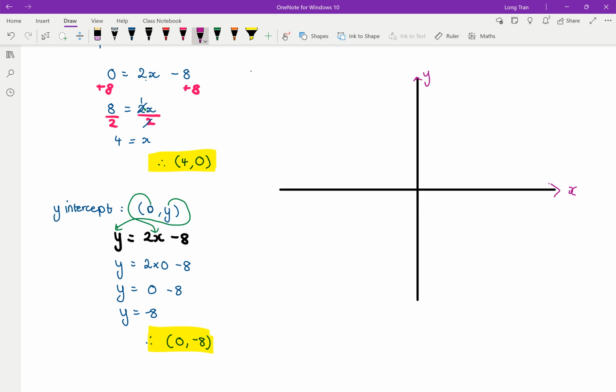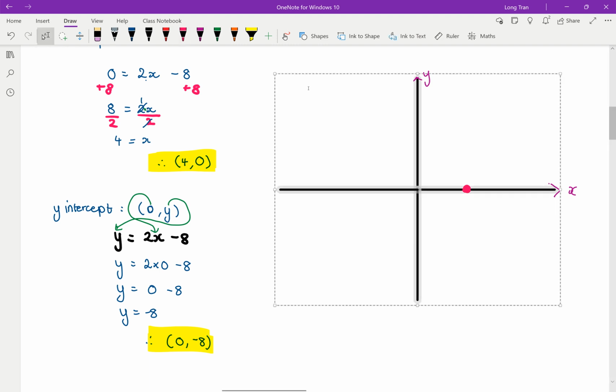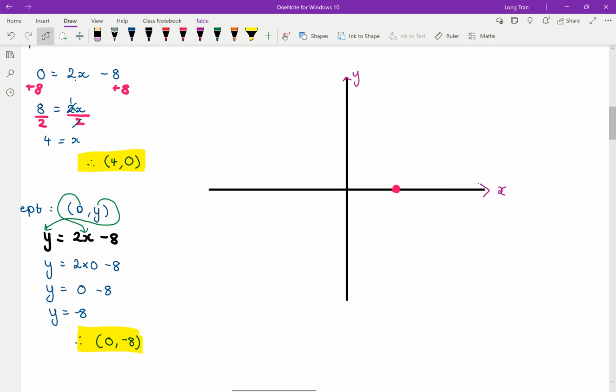And what is my goal? My goal is to sketch this equation, y equals 2x minus 8. Well, I've got 2 points. (4, 0). So say maybe (4, 0) is about here. Really doesn't matter. You can just pick a point. You don't have to measure out the axes. You can just put a point and then just call it (4, 0). That's your x-axis intercept.